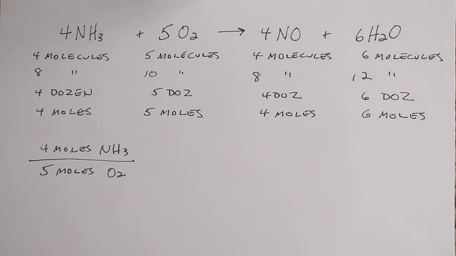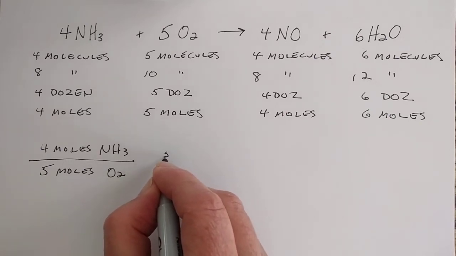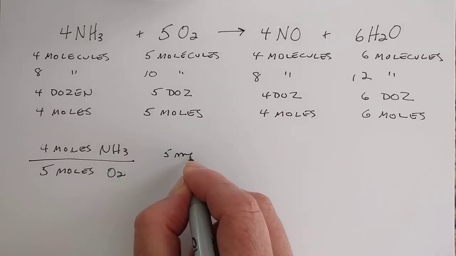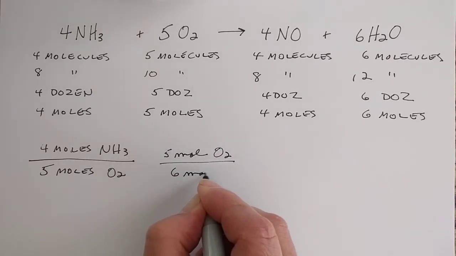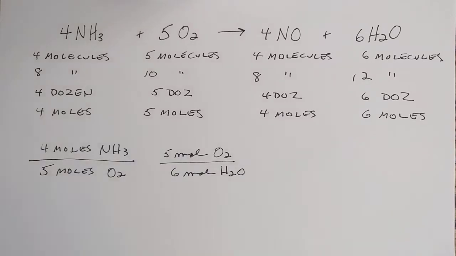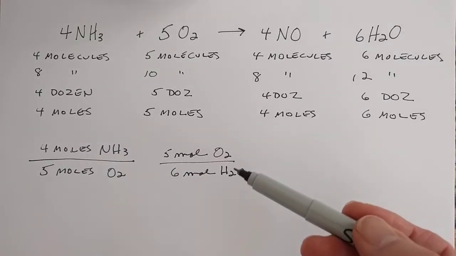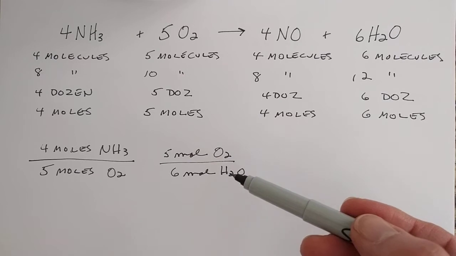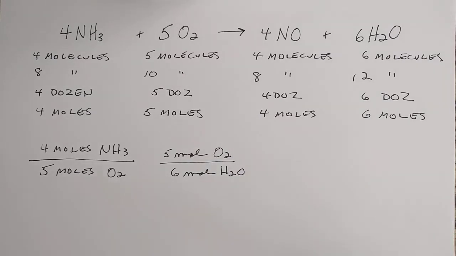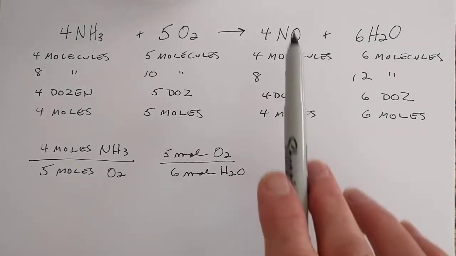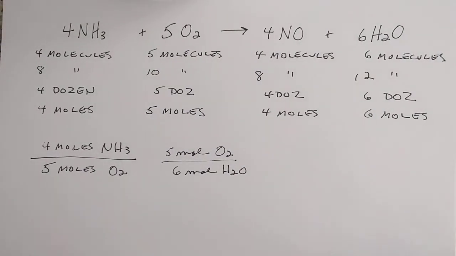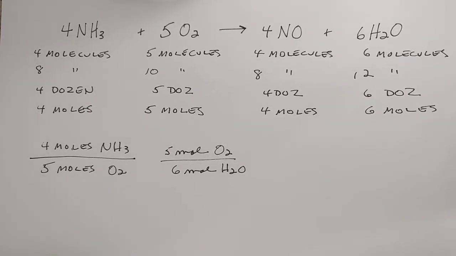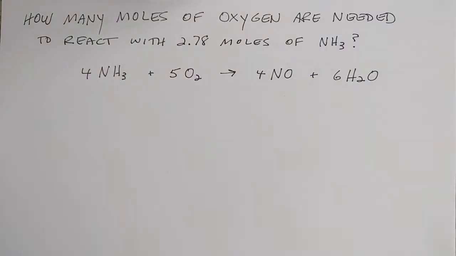Okay, so we could look at oxygen and water. In that case, our mole ratio is 5 moles of O2 for every 6 moles of H2O. And again, we could flip it and say we have 6 moles of H2O for every 5 moles of O2. So pick any two substances and use the coefficients in the balanced chemical equation. So now let's see how this works in terms of problem solving.